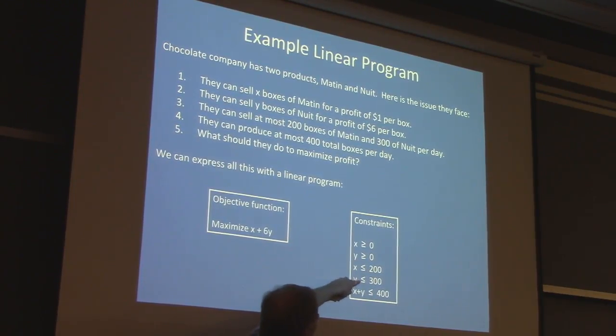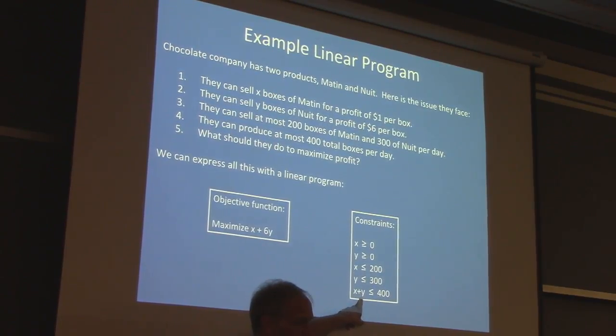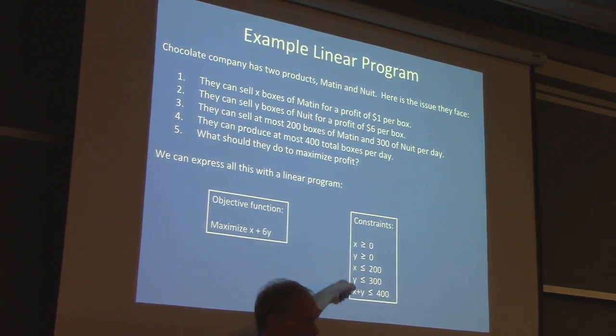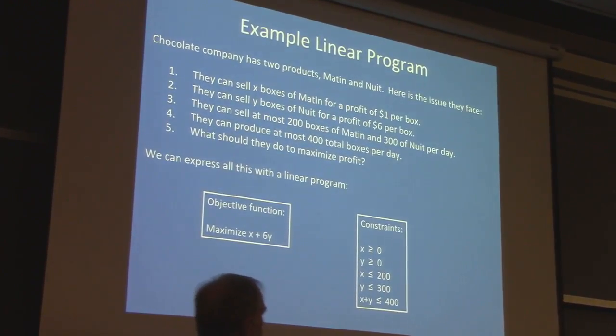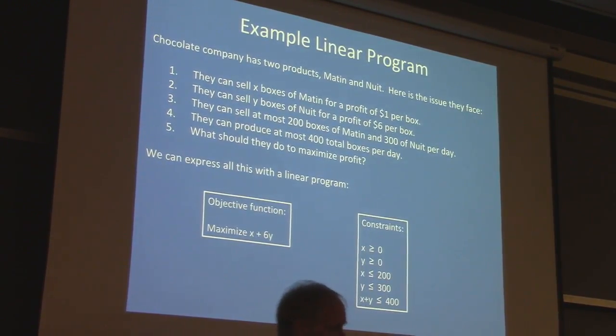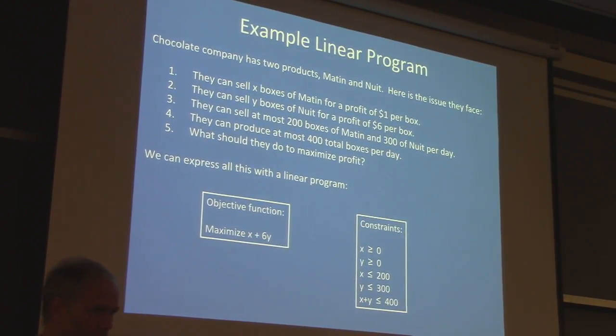So, and this comes from the cap, this is your production limit. These are sales limits. This is the production limit. You can't make more than 400 total boxes. So those are the constraints, linear constraints. And then there's something you're trying to maximize or minimize. That's called the objective function.